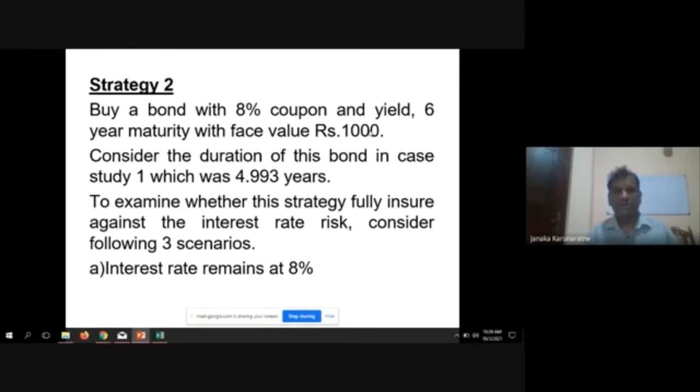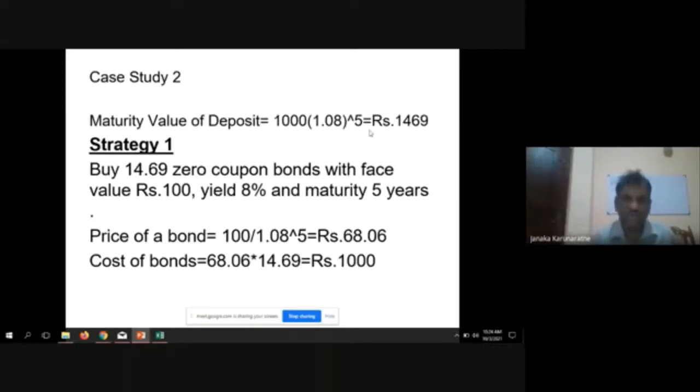So let's take an example. Now you have to justify, because the question says, please justify your answer with the appropriate cash flows. How do we know whether this will hold? Previously we proved these are my cash flows. So I will get 14.69 bonds of this particular zero coupon bond at a price of 68.06 today using this 1,000. And at the maturity, we will end up with this 1,469, which will be used to pay the deposit liability.